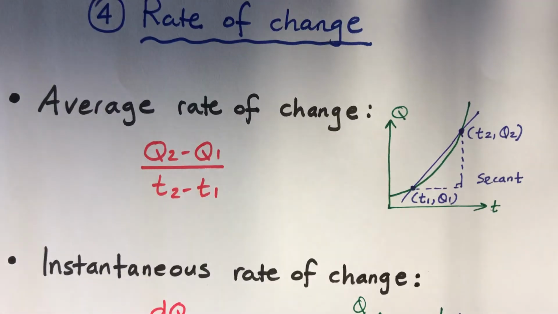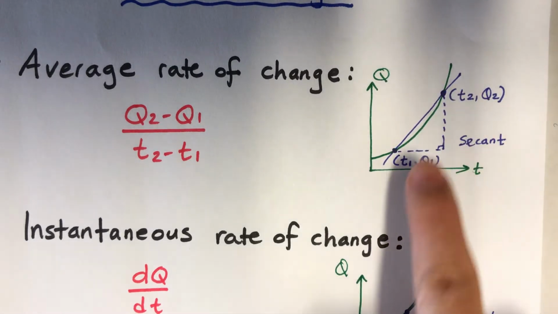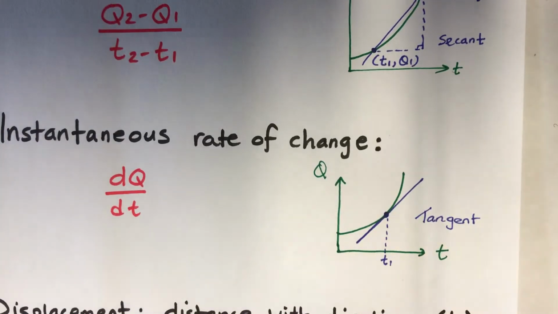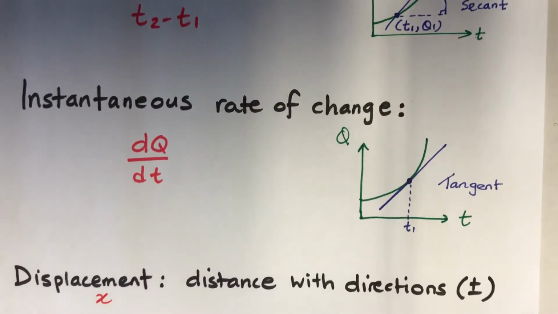So just remember to think about this as 2 points, like a secant. A secant is the line that goes through 2 points, whereas this is a tangent, going through one, not through it, just touching it at 1 point. So that's basically what it is.